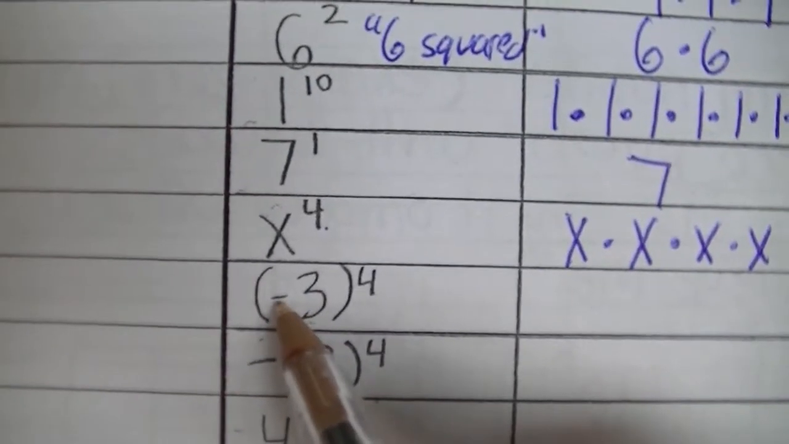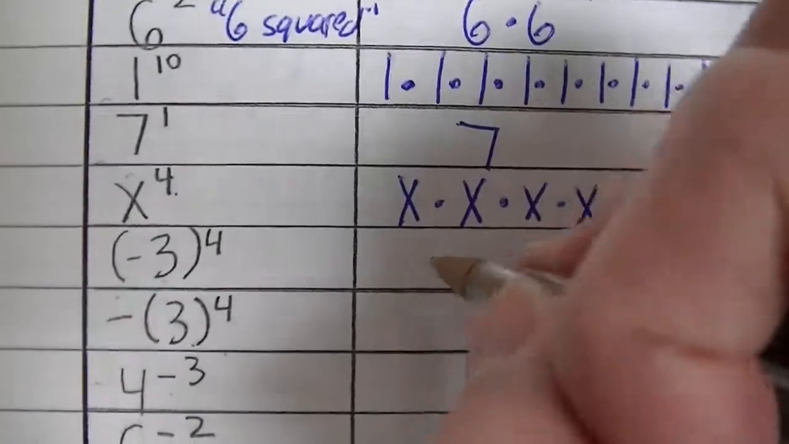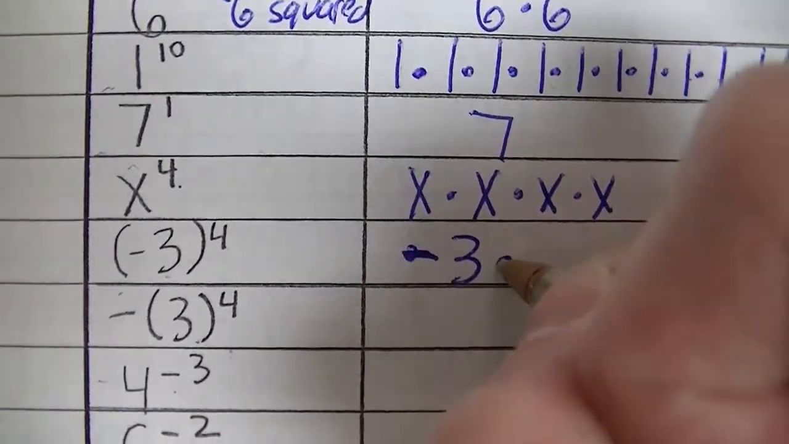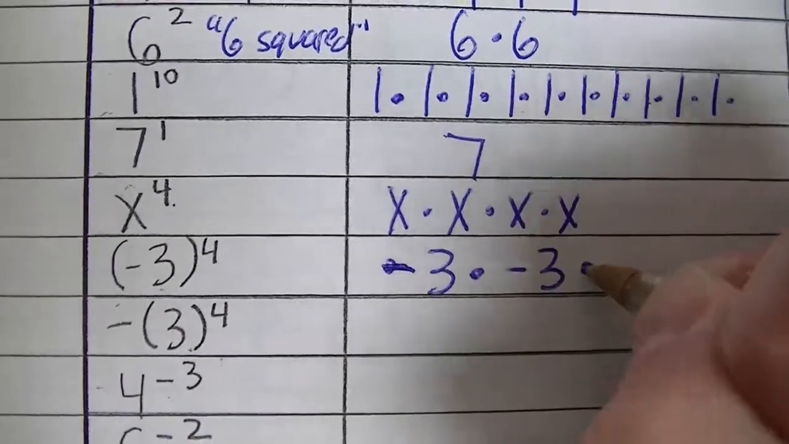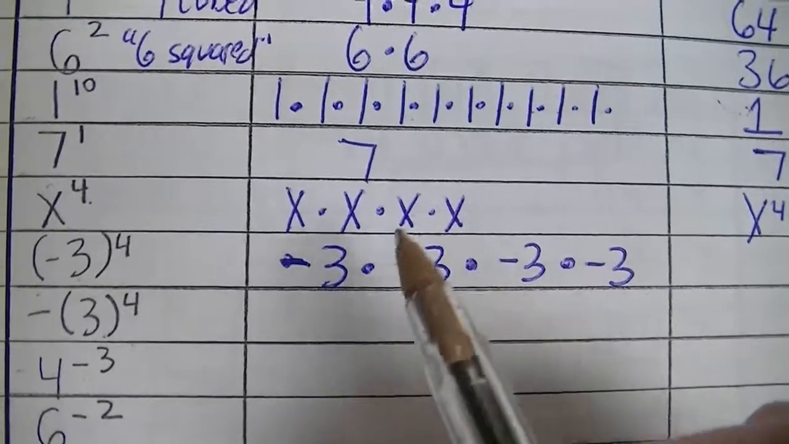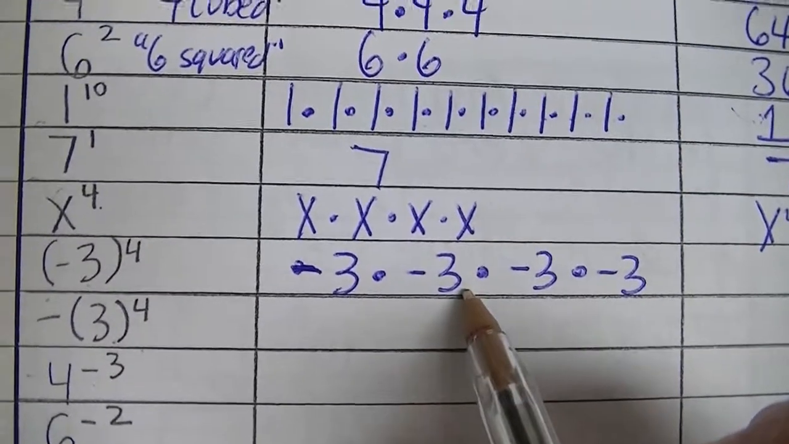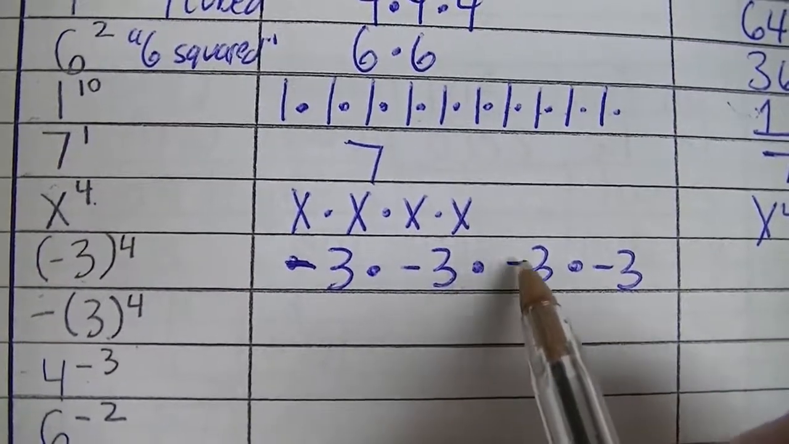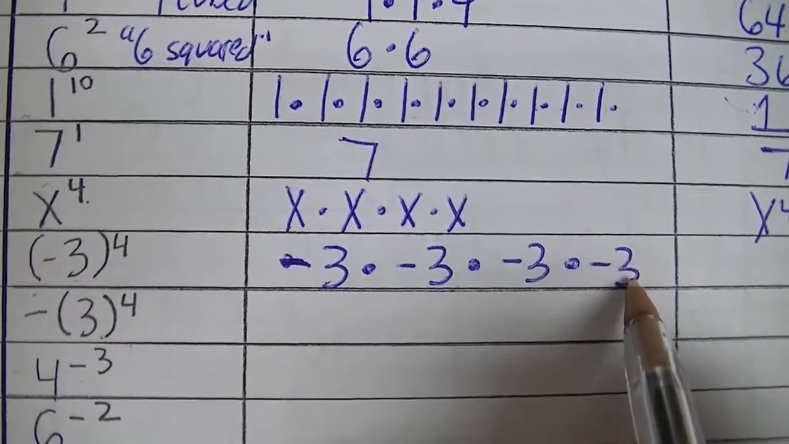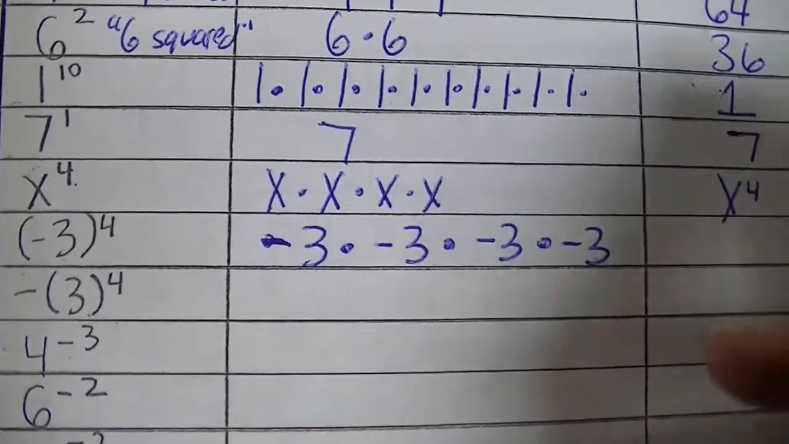So the number -3 to the power of 4 looks like this. You're going to take -3 and multiply it by itself 4 times. Okay? So -3 times -3 is a positive 9. Positive 9 times a -3 is -27. -27 times a -3 gives me a positive 81.